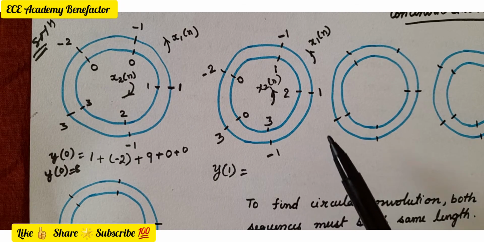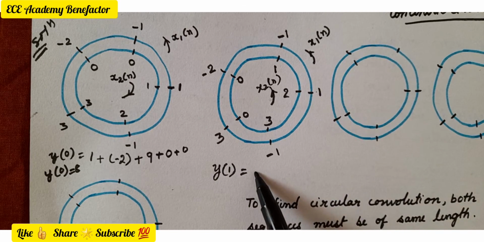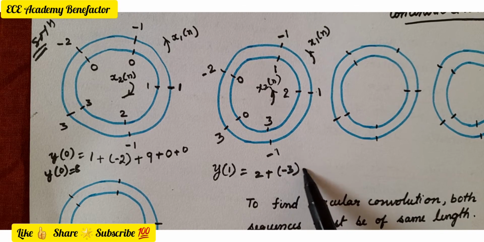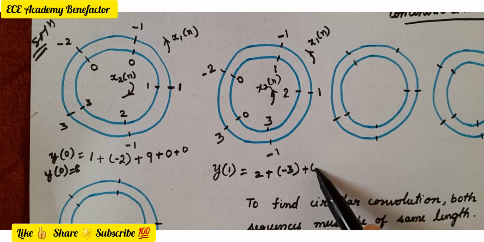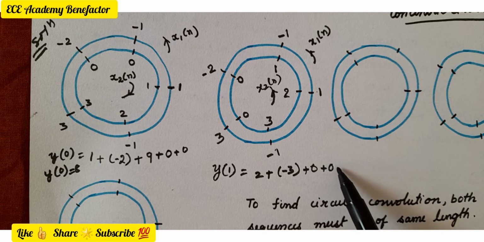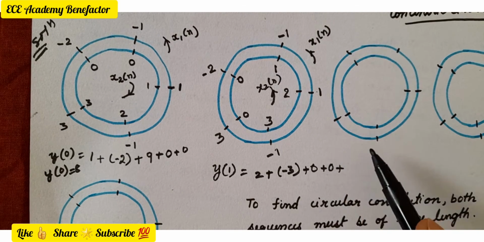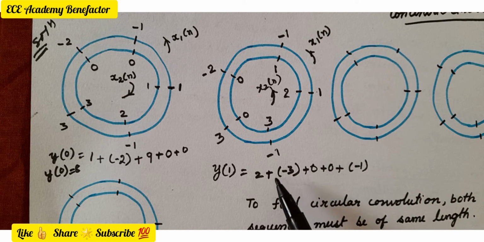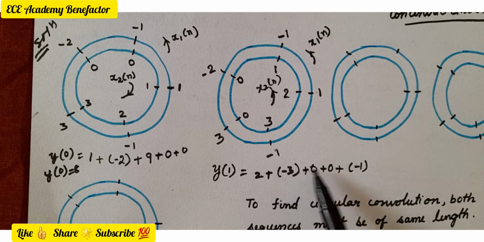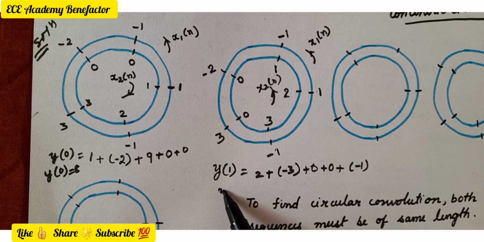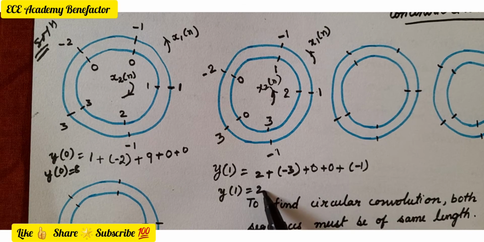What is y of 1? 2 1s are 2, plus 3 into -1 is -3, plus 3 into 0, 0, -2 into 0, 0, plus 1 into -1, which is -1. So -3 minus 1 is -4, and -4 plus 2 is -2. So y of 1 is coming to be -2.